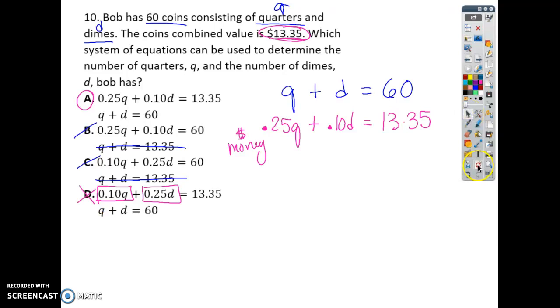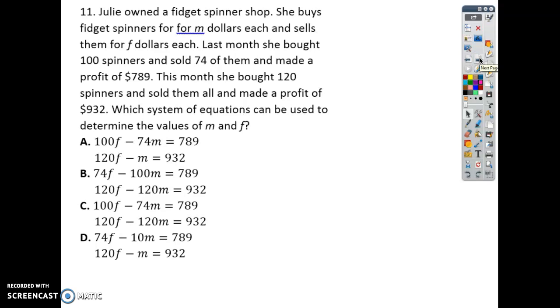Okay? And the last one. Julie owned a fidget spinner shop. She buys fidget spinners. So buys is the M's for M. So let's say M equals the buys. Write it down. And she sells them for F dollars. So F is what she sells them for. Okay, just so we don't get confused with the M's and the F's.